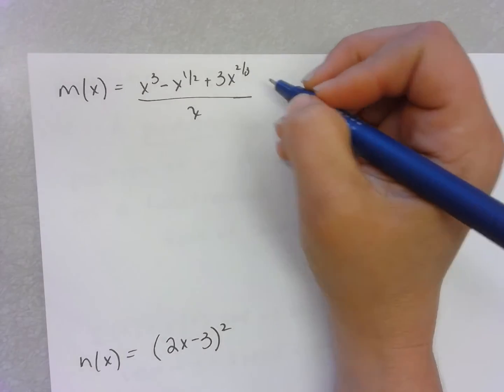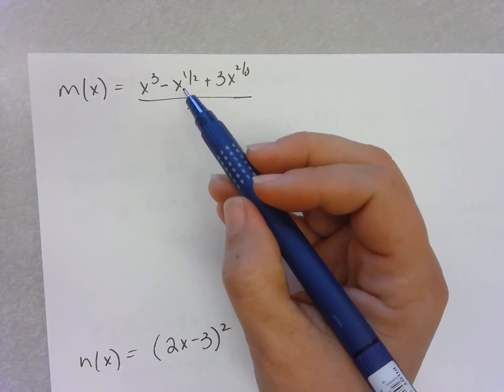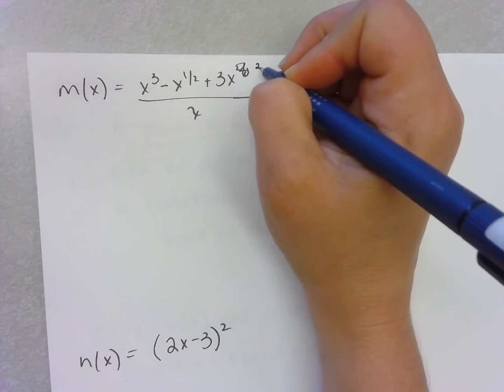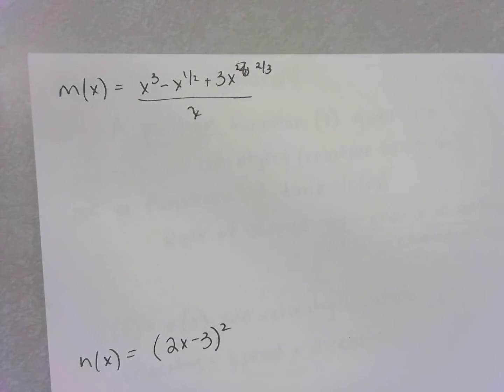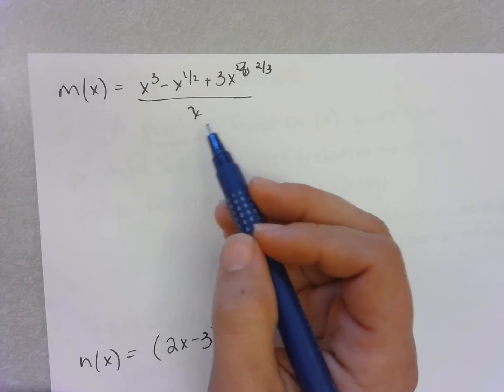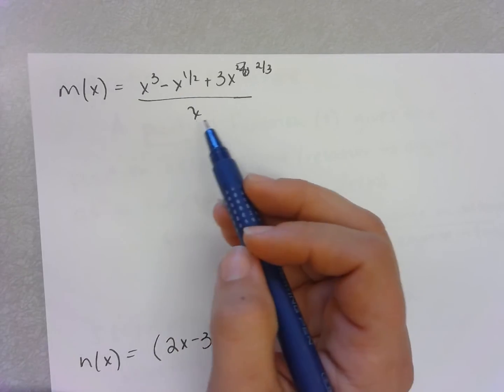So this is m of x equals x cubed minus x to the 1 half plus 3x to the 2/3, this is supposed to be 2/3, let me just rewrite that, all over x. So this is before I can use it, right? The only thing that I have at my disposal right now is my power rule, and so I need to write each one of these with a power, but right now I have division. So I need to get rid of this division.